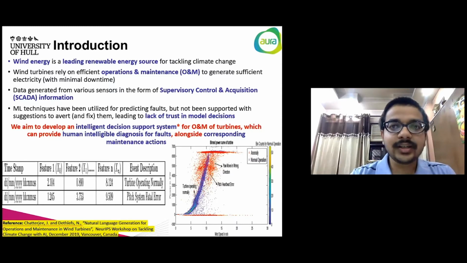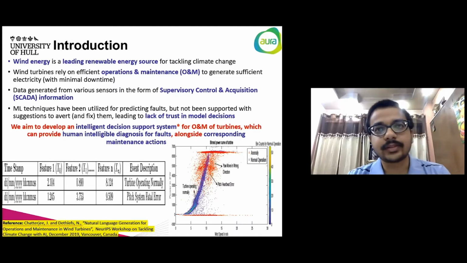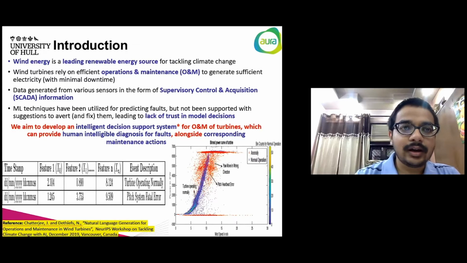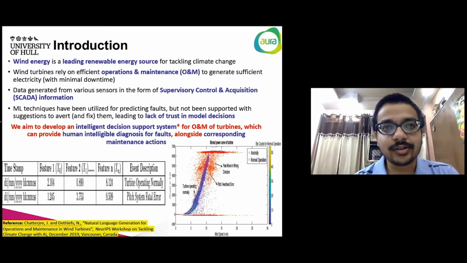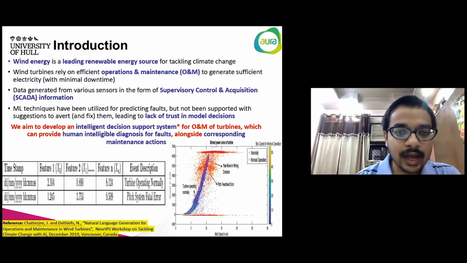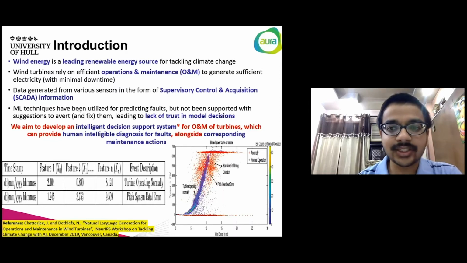And turbines, of course, aren't free of problems. They use a lot of raw materials, and there are other issues as well towards construction of turbine blades and so on. So I believe that this is a big research area in which a lot of things can be done. But in my topic, I'm trying to approach an intelligent decision support system for O&M of wind turbines, which is human intelligible, and we can predict faults as well as the corresponding maintenance actions.